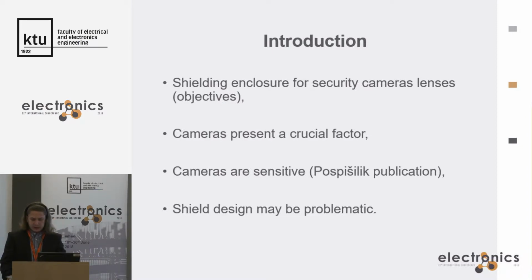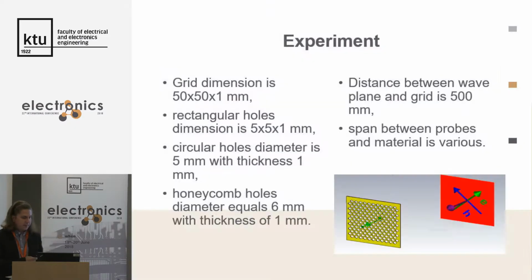Unfortunately, the shield design is not a simple matter because of the objective presence. The first idea of how to solve this problem is intrinsically conducting polymers, ICPs. However, they do not reach the desired results. Therefore, the authors chose the traditional way, using a metallic material with holes. As you can see in the experimental photos, there is the mentioned metallic material with the holes to shield the camera.